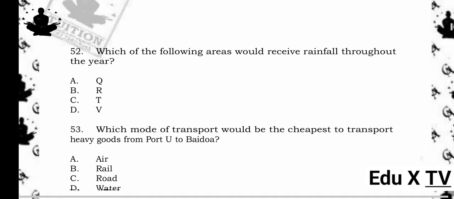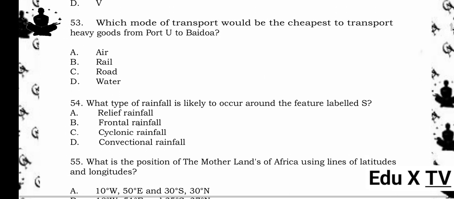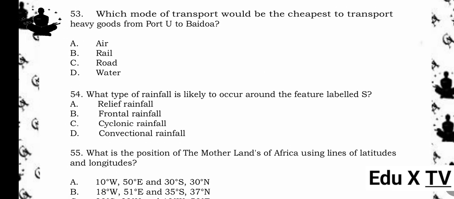53. Which mode of transport would be the cheapest to transport heavy goods from Port U to Baidoa? A, air. B, rail. C, road. D, water. The answer is D, water. Reason being, water is generally the cheapest method for transporting heavy and bulky goods over long distances.